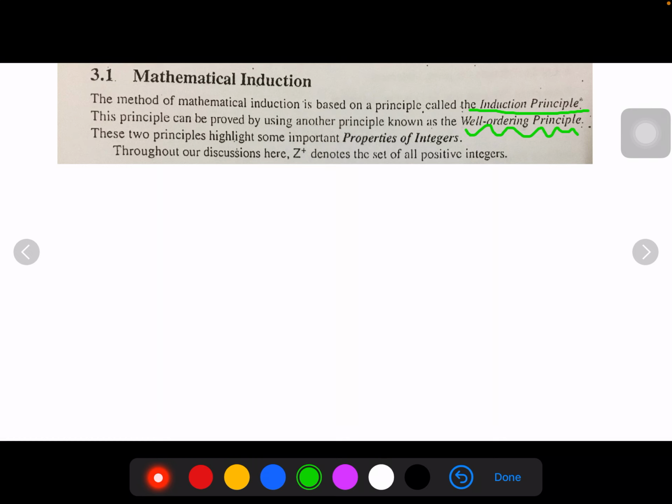These two principles highlight some important properties that it is called as properties of integers. Throughout our discussions, we make use of Z plus to denote set of all positive integers. Set of all positive integers are the values from 1, 2, 3, etc.